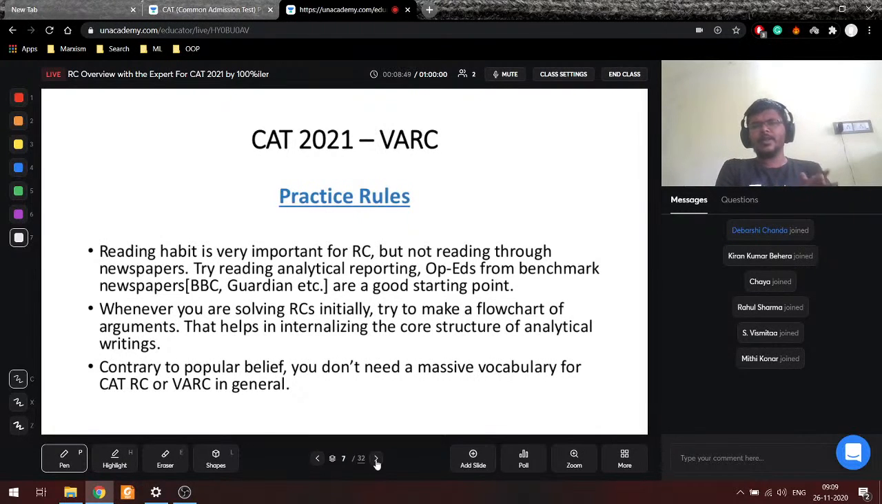Now as I was saying, whenever you are solving RC initially for practice, for getting a hang of it, always try to make the flowchart of arguments, try to structure the arguments. That would help you internalize the pattern, how to do it internally in your mind when you are giving exams or mocks. When you are practicing initially, even if it's not required, always try to understand the arguments being made and how the argument has been structured in any RC, and that would also help you in the summary sections of VA.